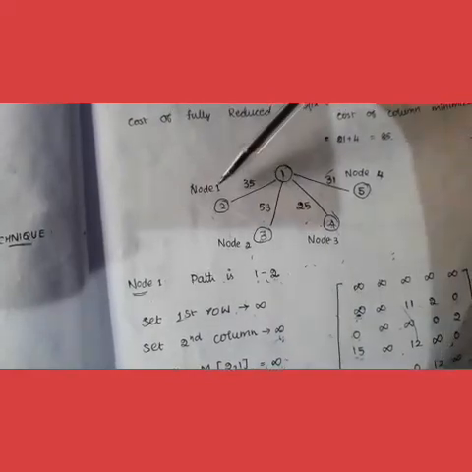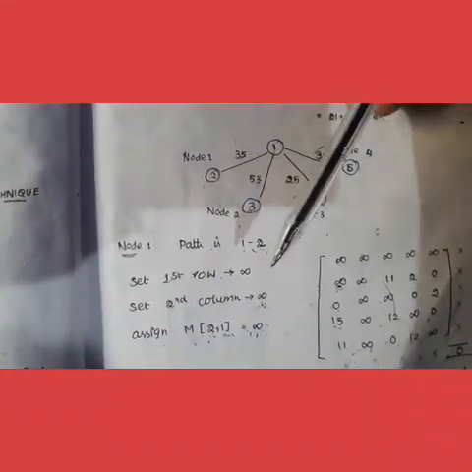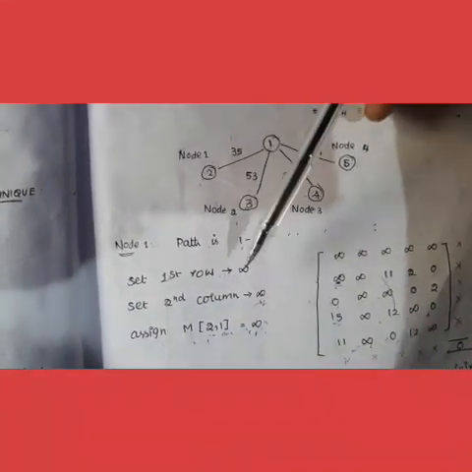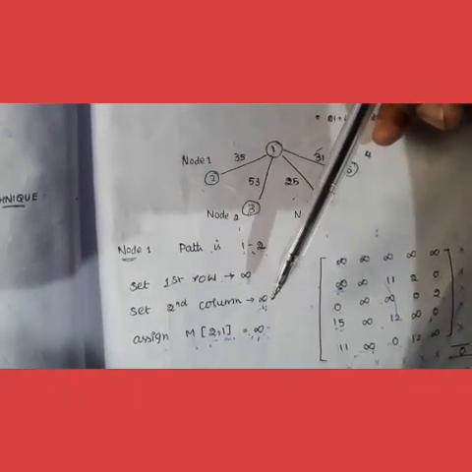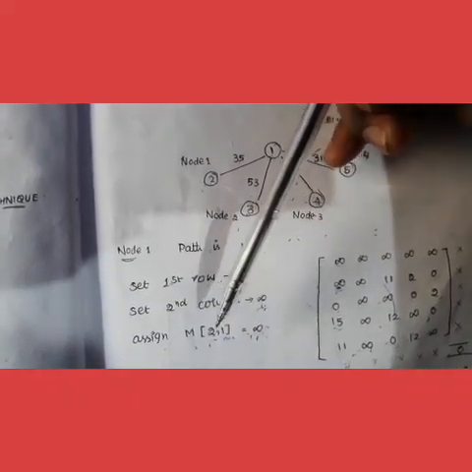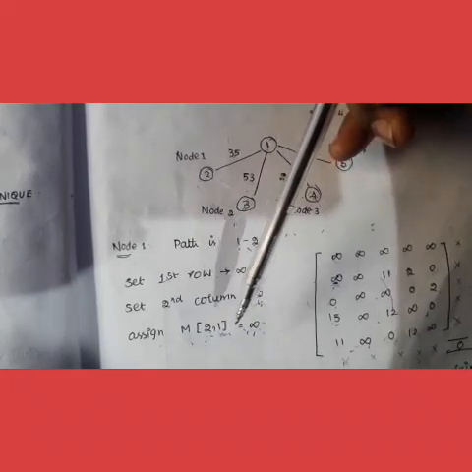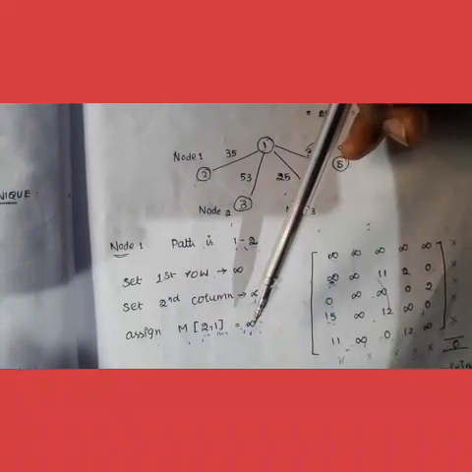So how we need to find this, we can represent the names node 1, node 2, node 3, node 4. So for node 1 the path is 1 2, so the first row we need to assign as infinity, and then the second column as infinity, and then in the fully reduced matrix 2 comma 1 should be assigned as infinity. So let us take this fully reduced matrix. Only in this fully reduced matrix we are going to do this.